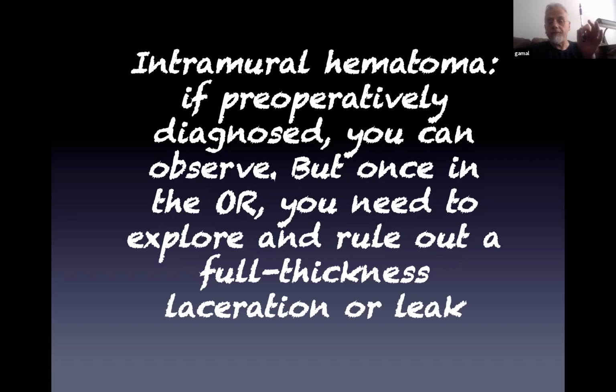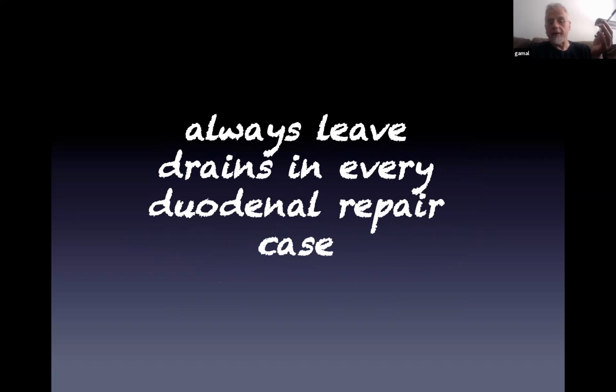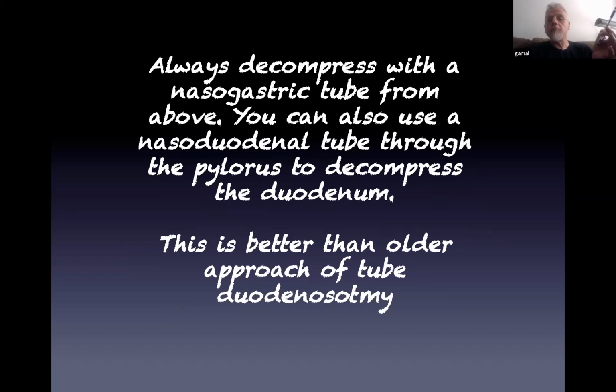Intramural hematoma, if found preoperatively, as in the case of Omar, you can't leave it alone. But intraoperatively, if you're in the abdomen and you find a duodenal hematoma, you really have to explore the entire retroperitoneum to make sure, first, that there's no hole in the duodenum, and also that there's no associated injury of the pancreas. You always leave a drain in a duodenal injury. Decompress, as we just talked about, with a nasogastric tube from above. You can also do a nasoduodenal tube through the pylorus to decompress.